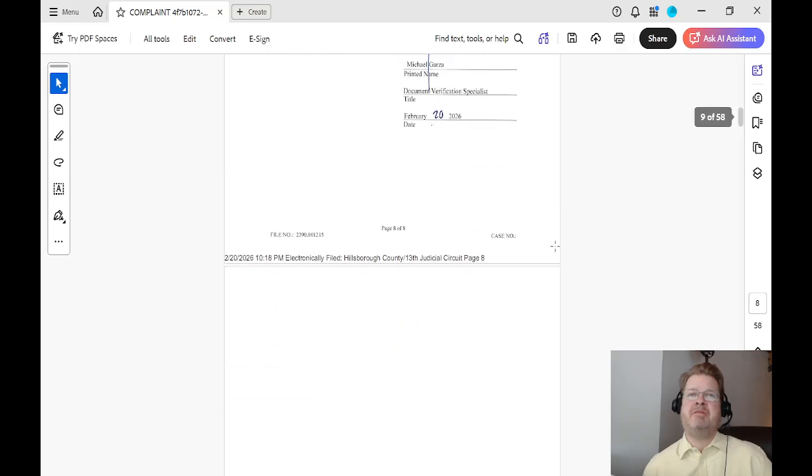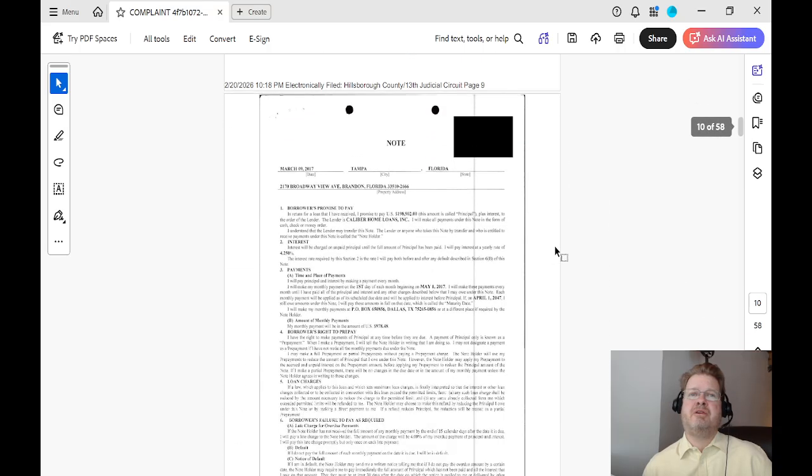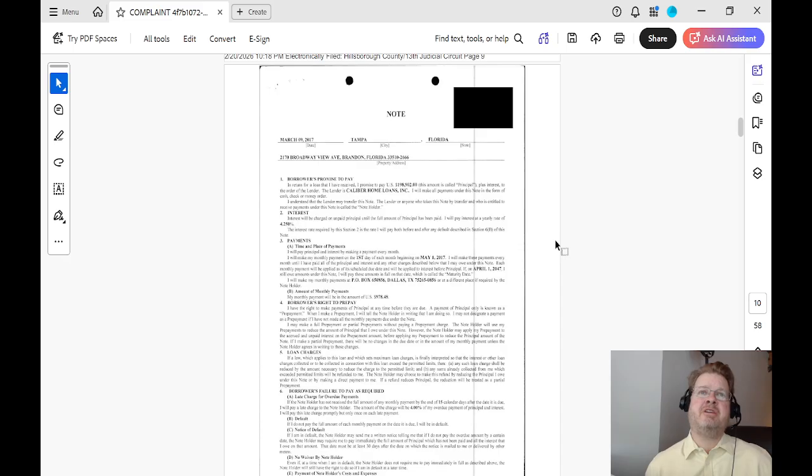I think that we've done a very thorough overview so far. I'm looking at the note now. It's originally to Caliber Home Loans. And Caliber Home Loans, that's different than the party that foreclosed, isn't it?